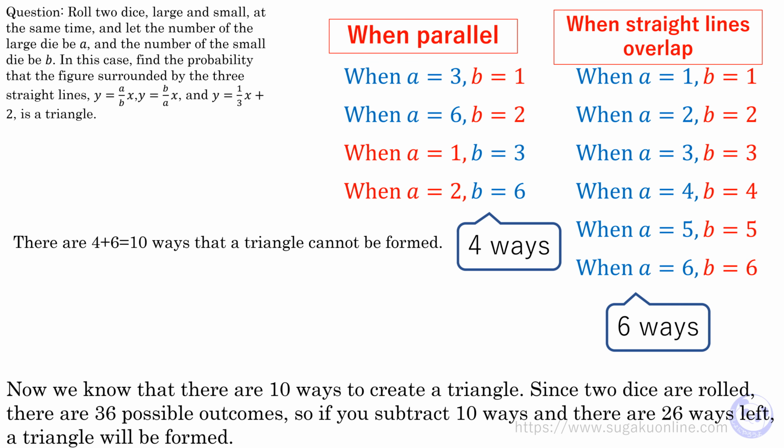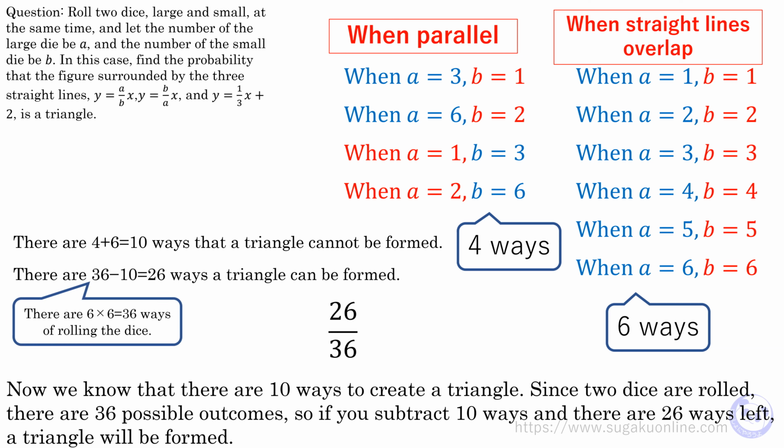Now we know that there are 10 ways in which a triangle cannot be created. Since two dice are rolled, there are 36 possible outcomes, so if you subtract the 10 ways, there are 26 ways left in which a triangle will be formed.